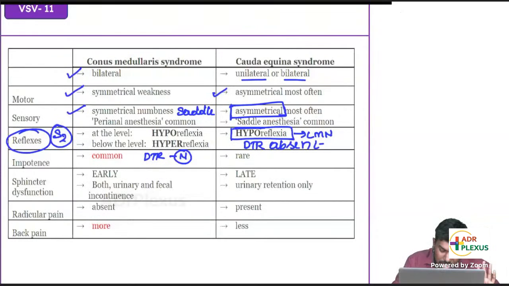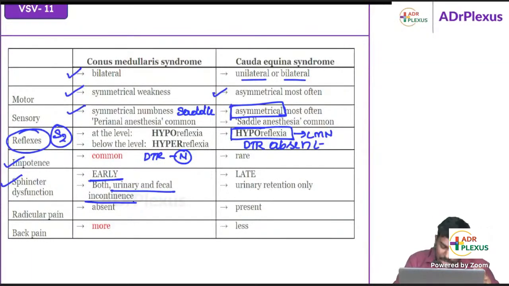Then impotence. I told you S2, S3, S4, S5 is the root value for sphincters, so it is going to cause early sphincter involvement. The patient is going to have both urinary and fecal incontinence, and S2, S3, S4 supply the sphincteral area and the prepusal area, so it is going to cause impotence. But this is uncommon here.